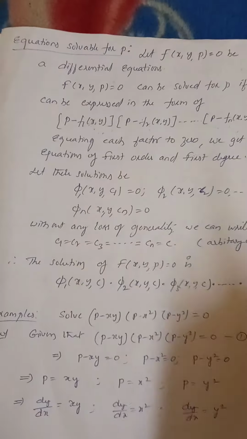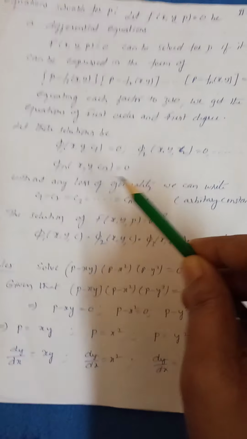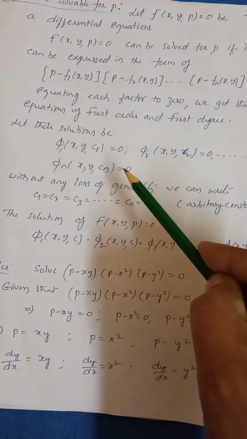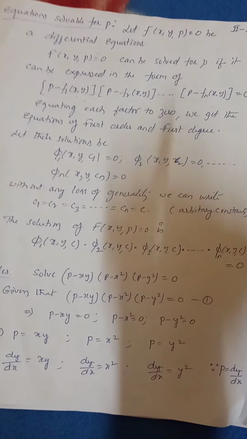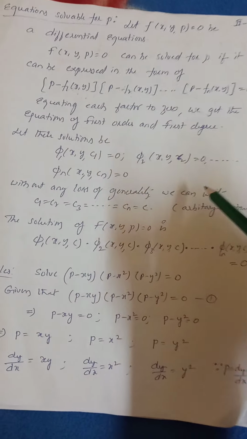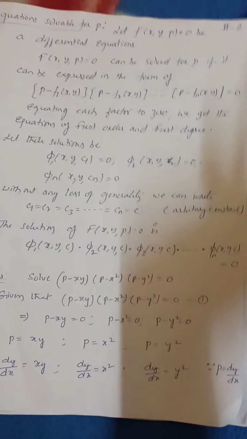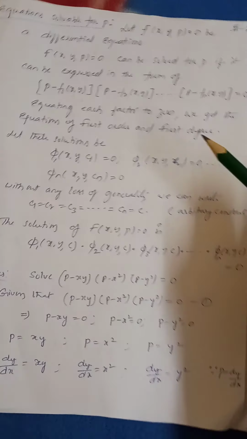So the solution is the first solution into second solution into third solution into fourth solution, and so on, into nth solution is equal to 0. That is the required solution of the given differential equation, right? Before that, we have to replace all the arbitrary constants by c only. That means c1 is equal to c, c2 is equal to c, c3 is equal to c, c4 is equal to c, and so on, cn is equal to c only.